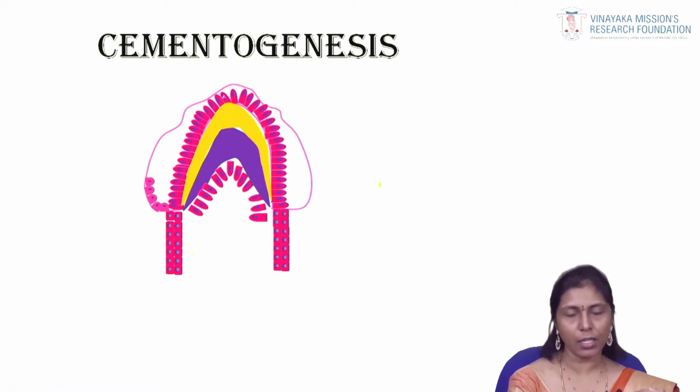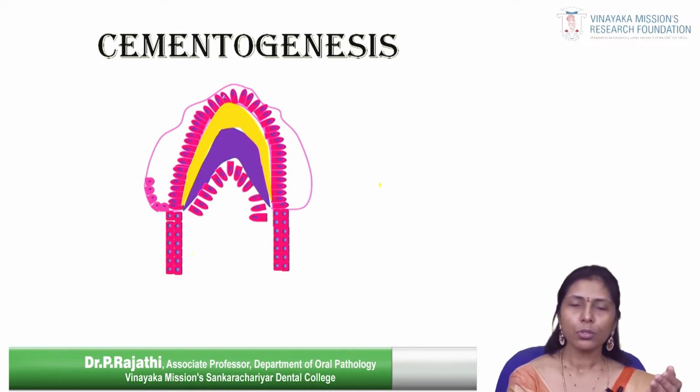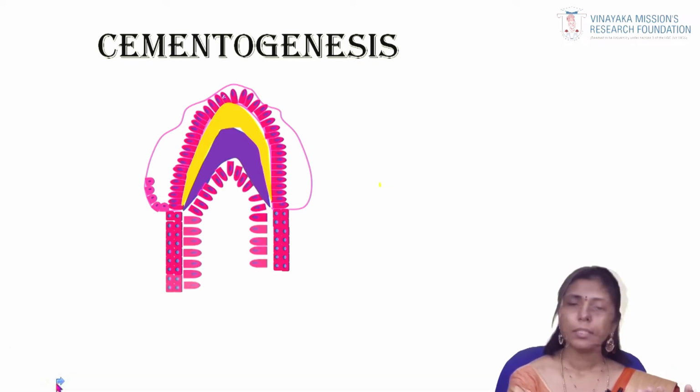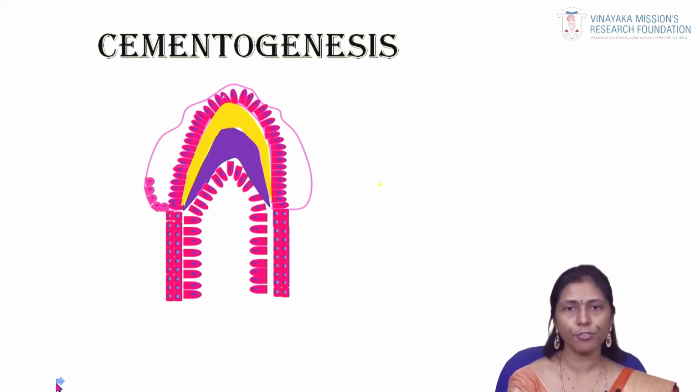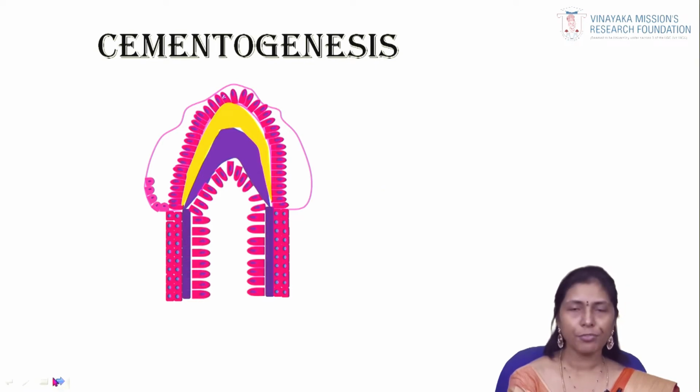Along with the proliferation of the Hertwig's epithelial root sheath, the dental papilla and the dental sac also proliferate, condense and come along with this Hertwig's epithelial root sheath. During this proliferation, the dental papilla cells next to the Hertwig's epithelial root sheath are going to get differentiated and form odontoblast cells. After differentiation of odontoblast cells, the odontoblast cells are going to secrete dentin.